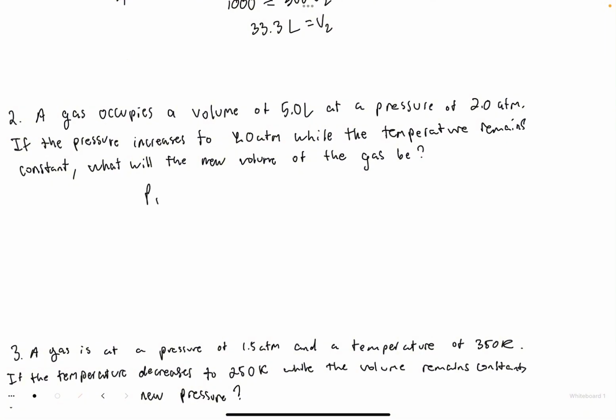So Boyle's law is P1V1 equals P2V2. So the first volume is going to be 5 liters, and then the pressure is 2. And the volume is what we're trying to find, but the pressure is 4. It increases to 4. So 10 equals 4 V2, so that's 2.5.